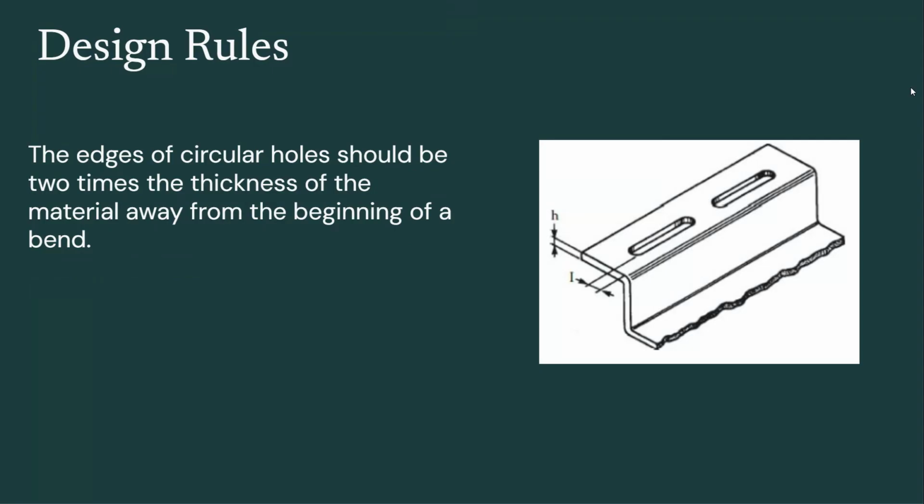The edges of circular holes, you definitely want to be aware of how close any of these types of features or slots will be to a bend. Often these punches happen after the bend, and being able to manufacture it too close to the bend is problematic. So once again, the general rule depends on the thickness of the material, and you would want to have a distance of at least 2 times the thickness of the material between the start of a bend and a feature such as these slots.